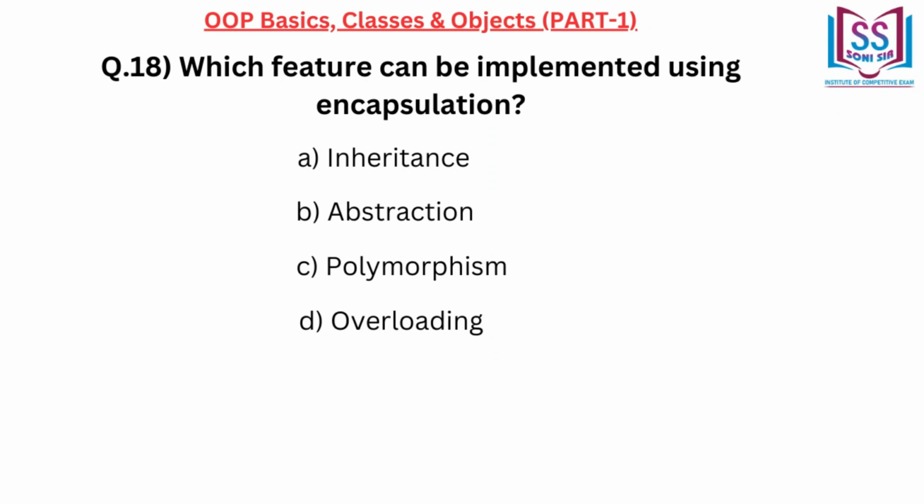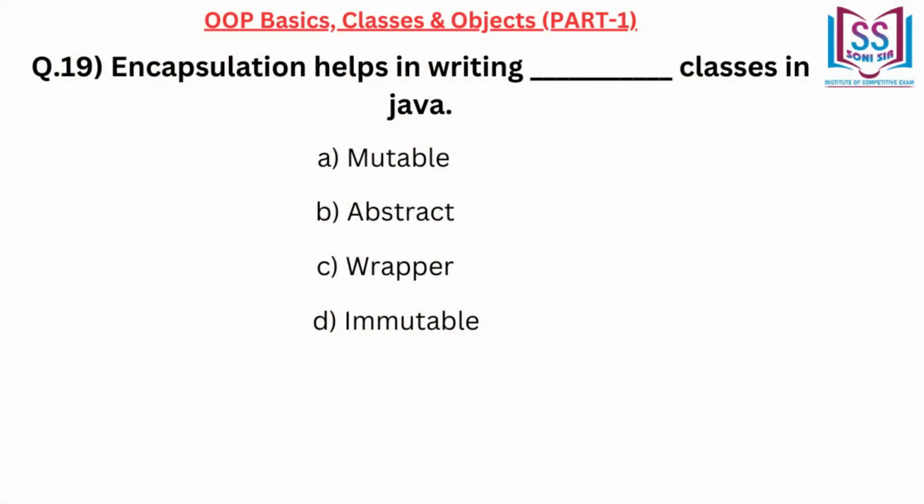Which feature can be implemented using encapsulation? A. Inheritance. B. Abstraction. C. Polymorphism. D. Overloading. Correct answer, B. Data abstraction can be achieved by using encapsulation. We can hide the operation and structure of the actual program from the user, and show only the required information to the user.